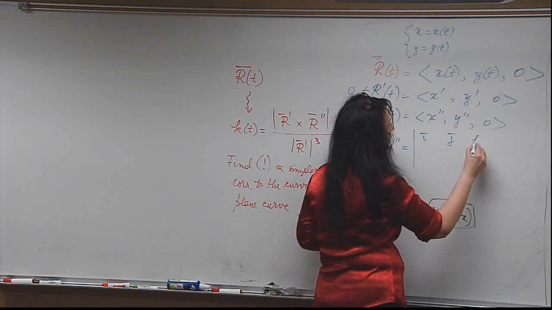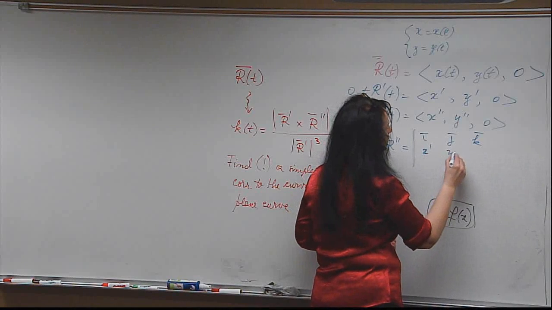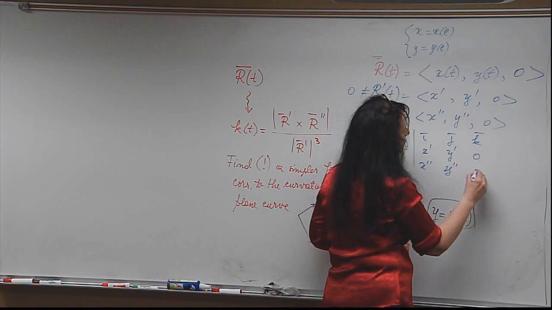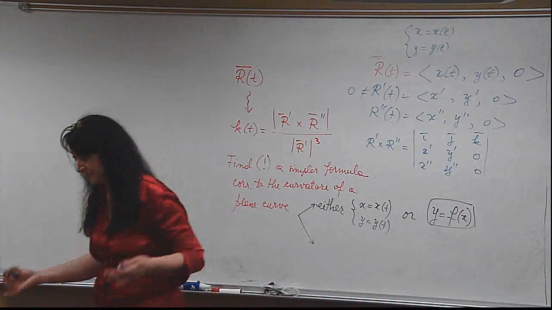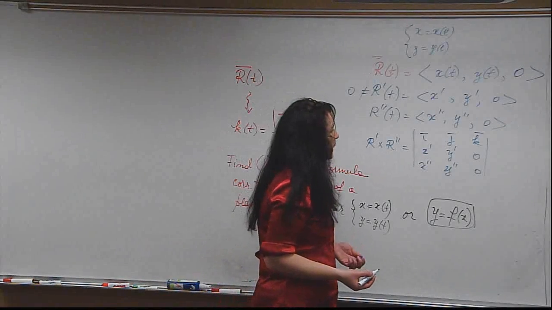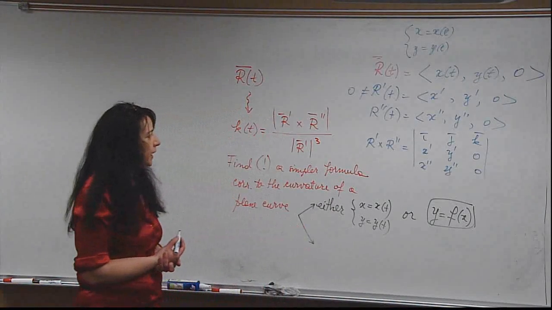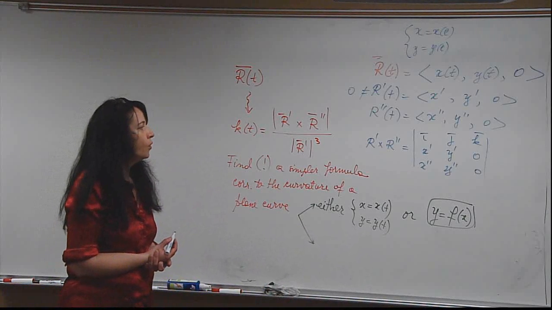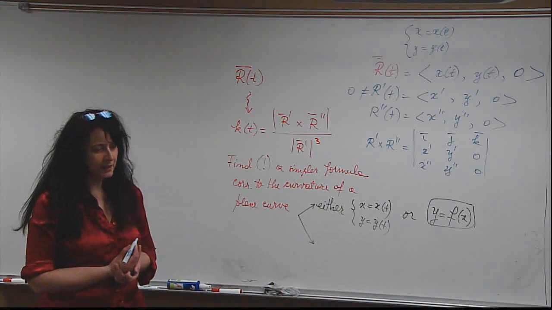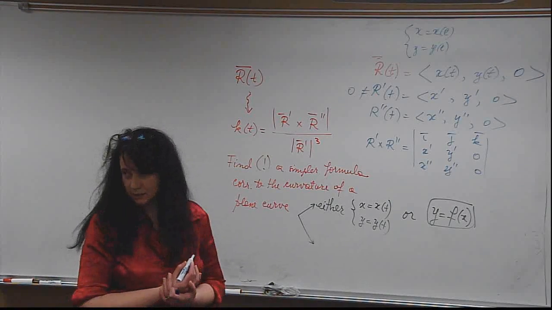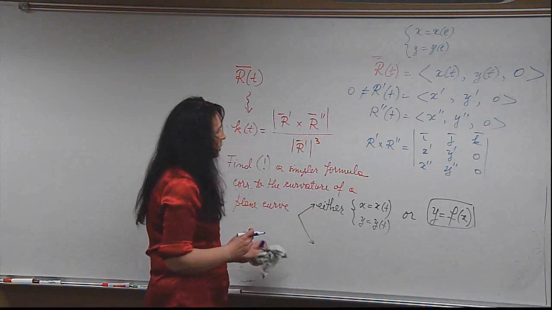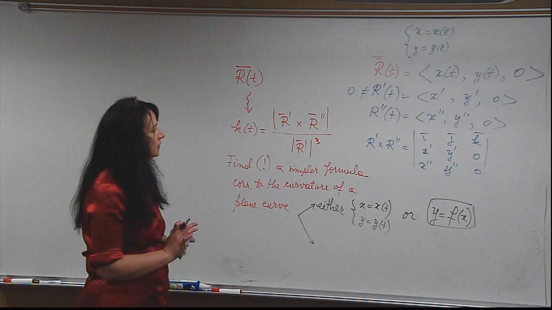The cross product is a friendly fellow. You have i, j, k, and then the second row would be x prime, y prime, 0. The last row would be x double prime, y double prime, 0, and it's a piece of cake. But I want to know what the answer is. So you have exactly 15 seconds to answer this question. What is r prime cross r double prime as a formula?